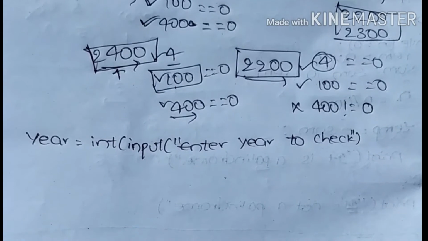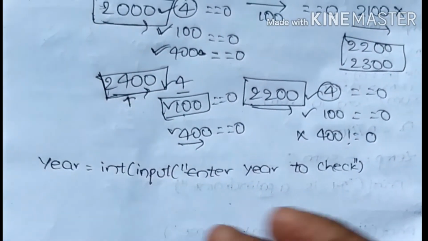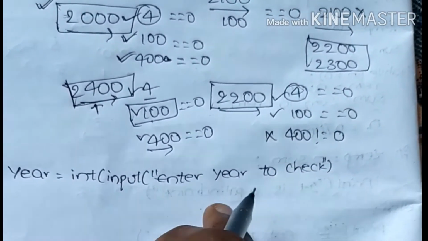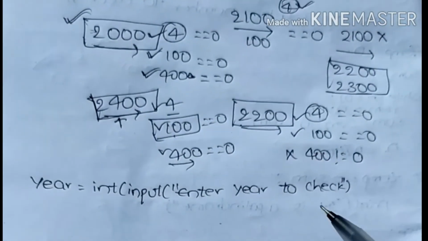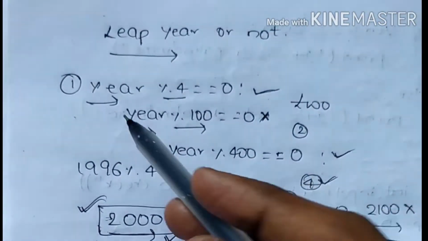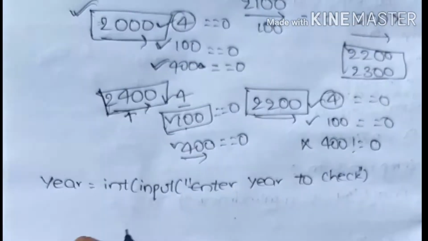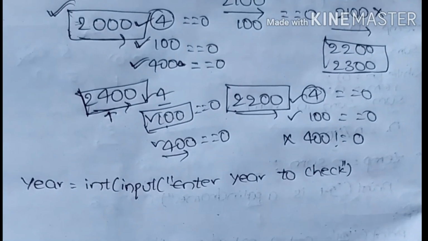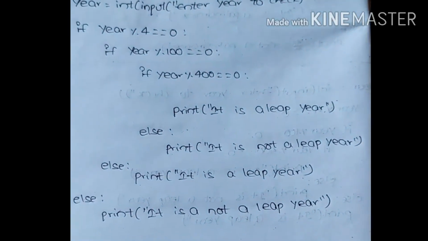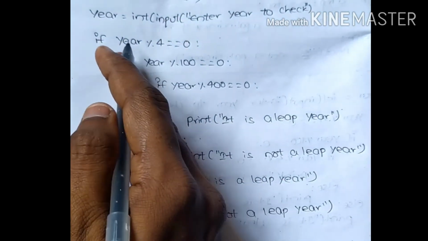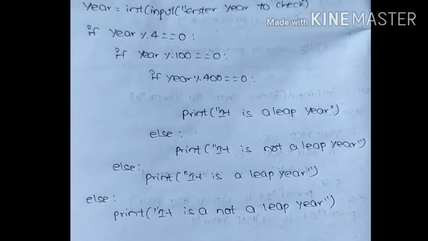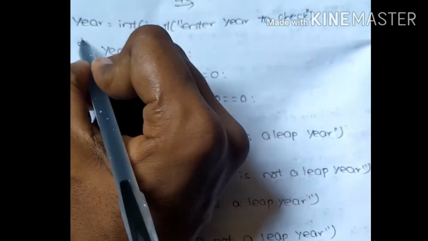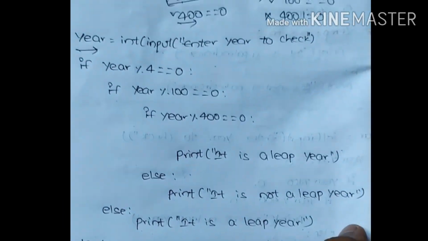Coming to the coding, here we write year equal to int input, enter year to check. This line will be shown to the user and the user will enter the year. Next we have to check these conditions, so after this we write the if conditions. It is the whole program. The year entered by the user will be stored in this year variable.